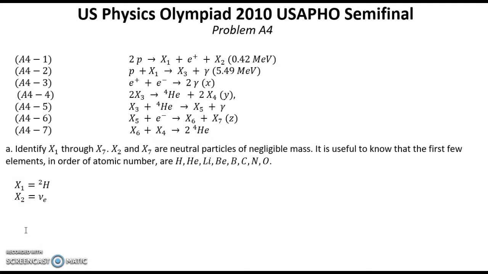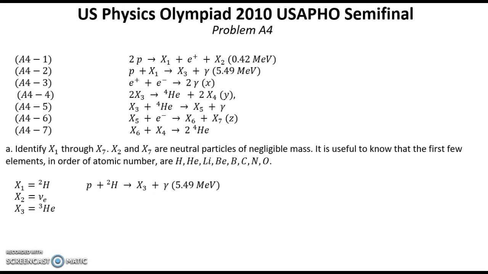Now let's go to the second reaction. Here we already know what X1 is, and we can rewrite this in this form. We have proton plus hydrogen 2 going to X3 plus gamma ray. So here on the left we have a total charge of 2, and total baryon number is 3. X3 must be helium 3 with a charge positive 2 and baryon number 3.